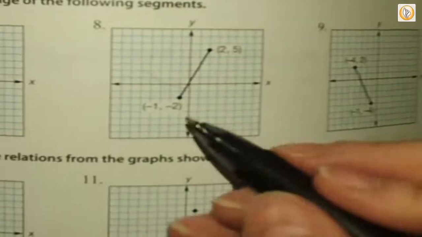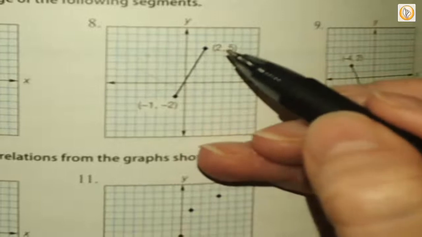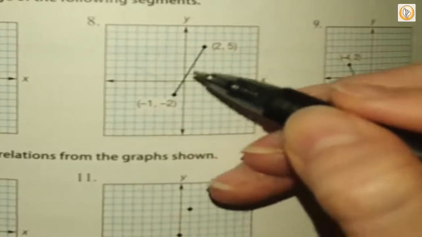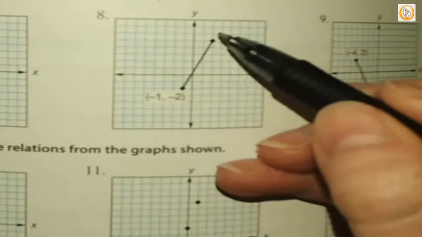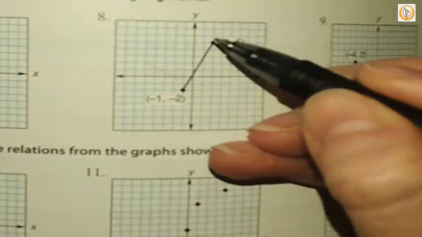So when they ask for the domain, we know that this endpoint is -1 and this one's 2. But how do we know what all the domains are in between if we don't see them? You don't. But they said you have to list them all. So they're not asking just for the 2 endpoint domains. They want to know all of the domains. And that's kind of hard to do.